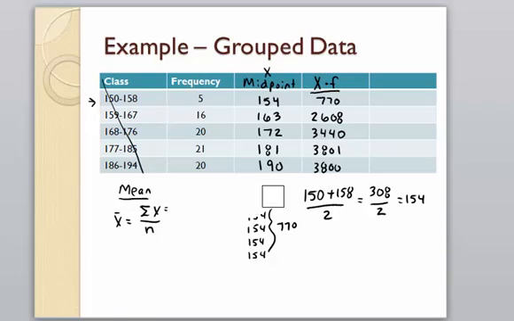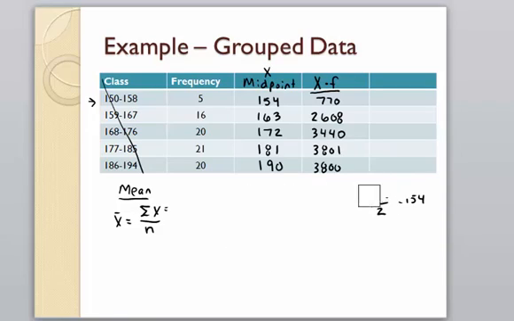Now these are the numbers that we want to add up, and that will give me the sum of my x values. I'm going to sum this column, and that will go on the top of my formula for the mean. So 770 plus 2608 plus 3440 plus 3801 plus 3800 gives me a sum of 14,419, and that number goes here.